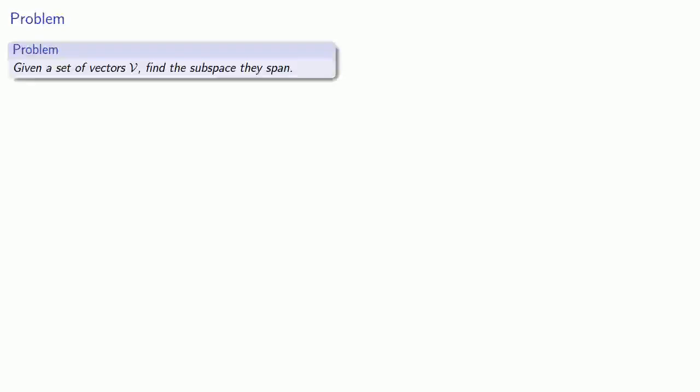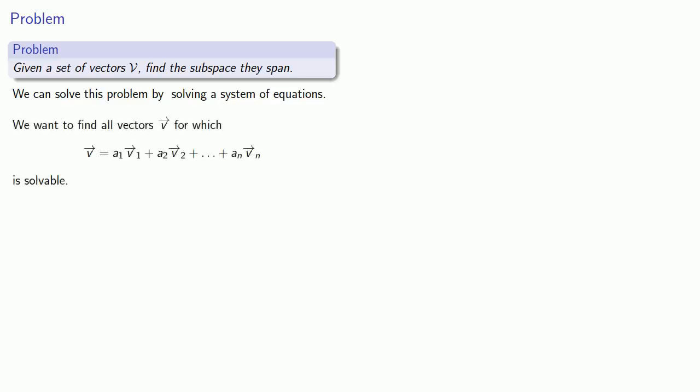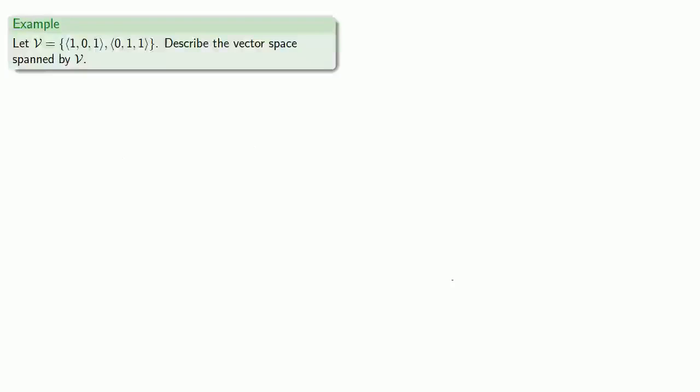And this leads naturally to a new problem. Given a set of vectors V, find the subspace they span. And we can solve this problem by solving a system of equations. In this case, we want to find all vectors V for which the equation, vector V is a linear combination of our vectors, is a solvable equation. Well, let's take an example.